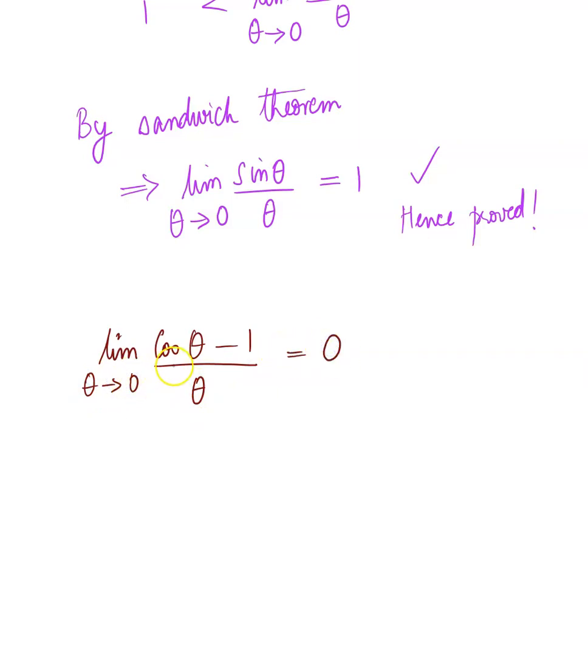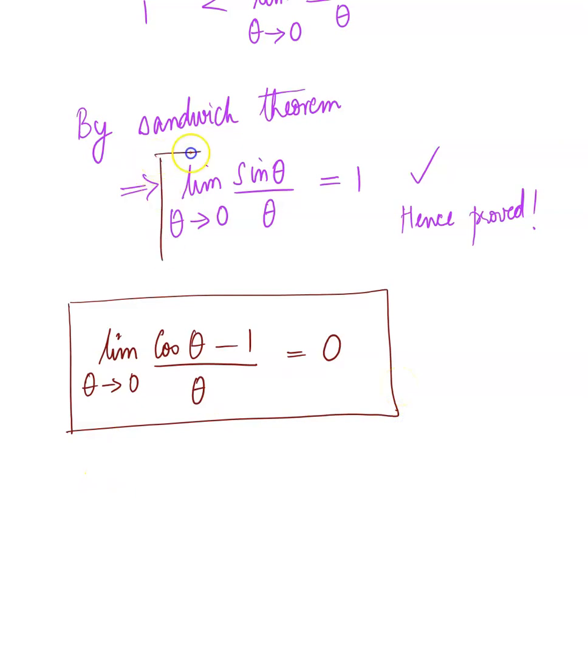Okay. Here again, if you plugged in 0 for theta, you'll get cosine 0 minus 1 over 0. Cosine 0 is 1, so 1 minus 1 will be 0 over 0. So again, using a derivation like this, with the squeeze theorem concept, you will have another theorem. So let me box these two together. The limit of sine theta over theta as theta approaches 0 is 1, and the limit of cosine theta minus 1 over theta as theta approaches 0 is 0. Okay. We'll do a couple of examples to drive home this point.